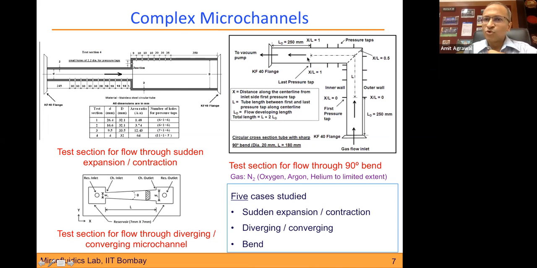And then this is flow with a bend. And of course, you can try to see what happens when these high Knudsen number or low pressure gas flows in these sort of scenarios.